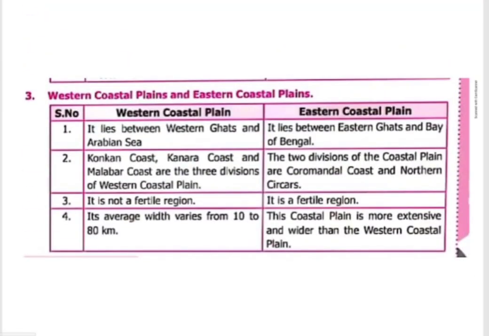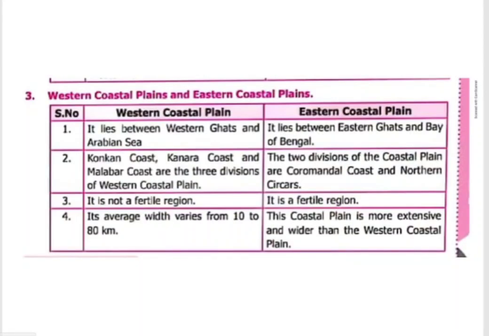The next one, West Coast Plain and East Coast Plain. Where is the West Coast Plain located? It is located in between the Western Ghats and the Arabian Sea. In the same way, the Eastern Coastal Plain is located in between the Eastern Ghats and the Bay of Bengal. If you check the map in the PDF I sent, you can easily understand this answer.